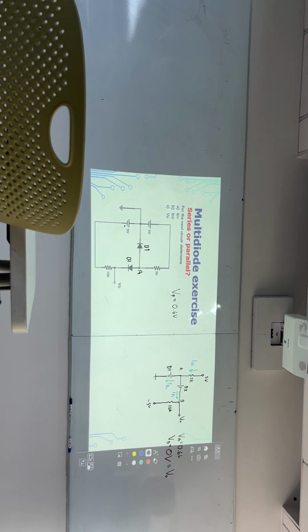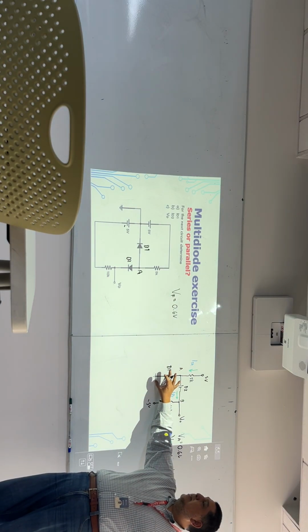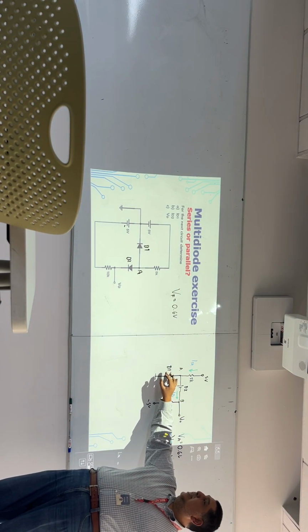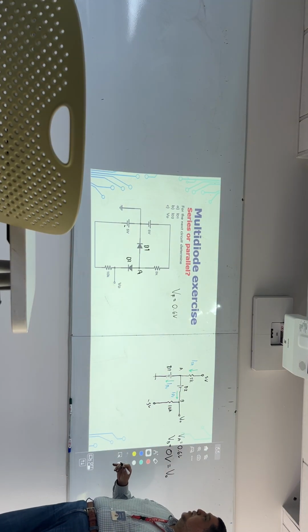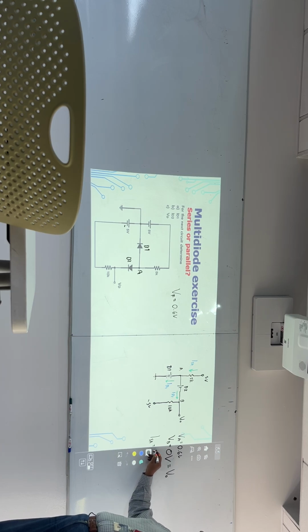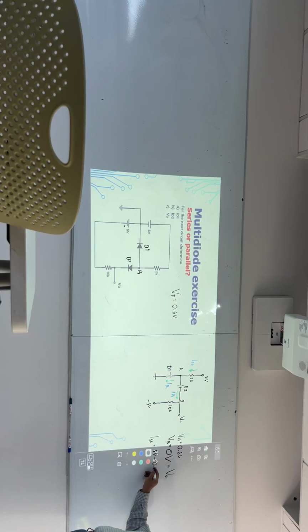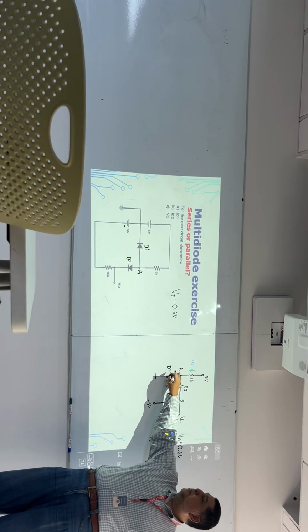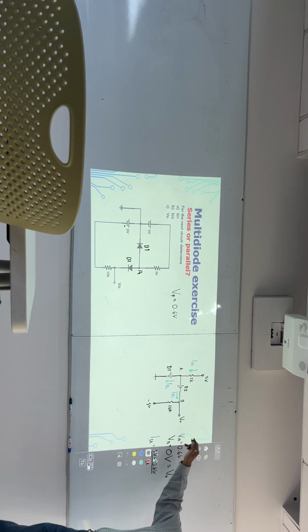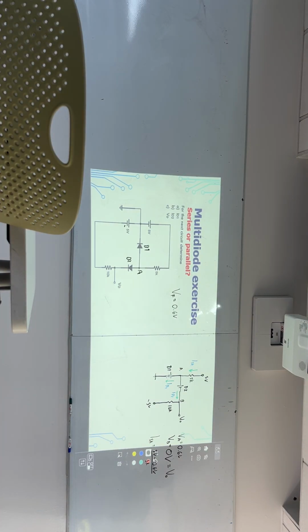Now that we understand that, let's get ID1 and ID2. So ID1, I cannot get right now because I need to know I5K and ID2. So let's find first I5K. So I5K is 5 volts minus 0.6, divided by 5K. Why minus 0.6? Because VA is 0.6. So one side of the resistor minus the other side divided by the resistor: 5 minus 0.6 divided by 5K.